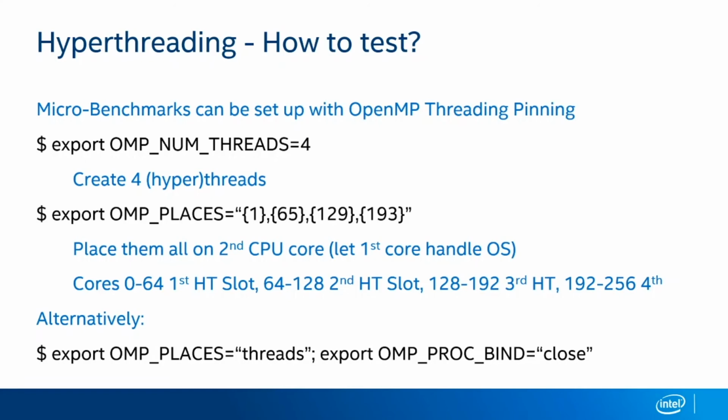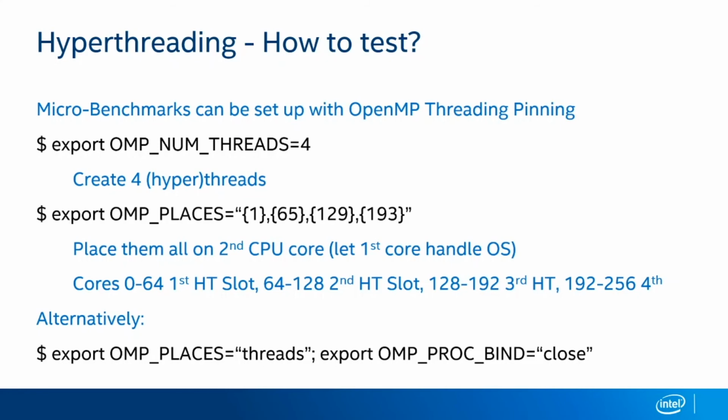So I will create 4 hyperthreads, and then we need to use OMP places to pin those threads to a single physical core. The way that the cores on the KNL are numbered, cores 0 through 63 are the physical cores. For example, for a 64 processor, the hyperthreading slot number 2 on that same physical core would be offset by 64, and so on until we get to the total maximum number of threads we have.